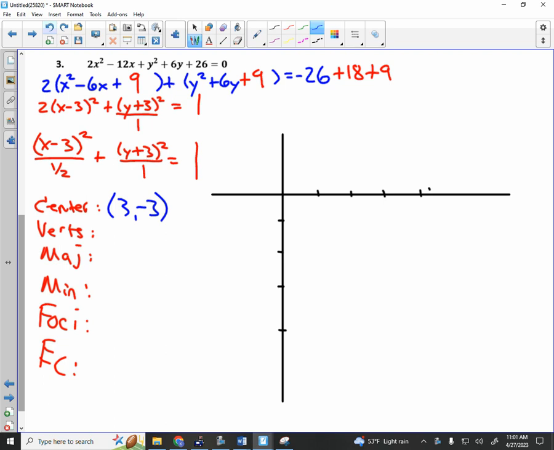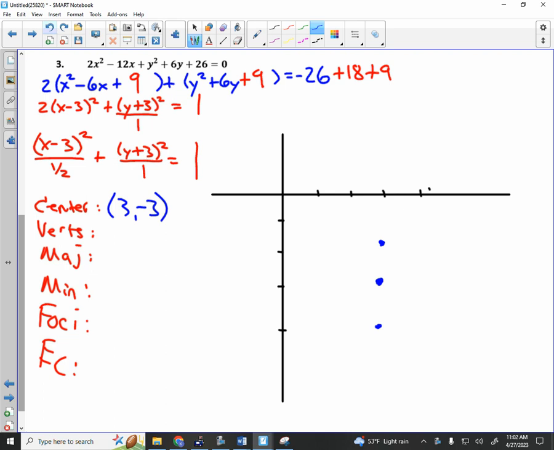And let's see here. 3, negative 3. So over 3 and down 3. Right there. How many units in the x direction? Or y direction? Y direction. 1. So go up 1. I'll go down 1. How about in the y? How about in the x direction?